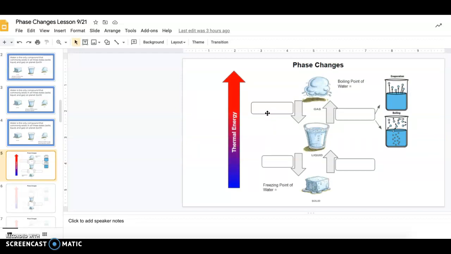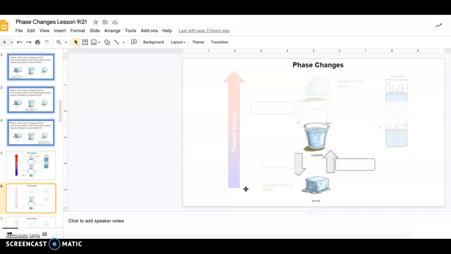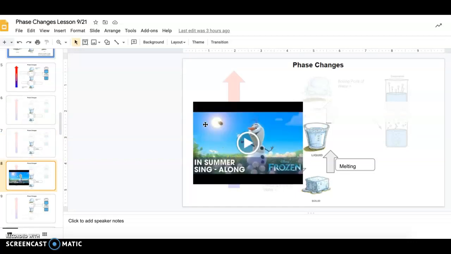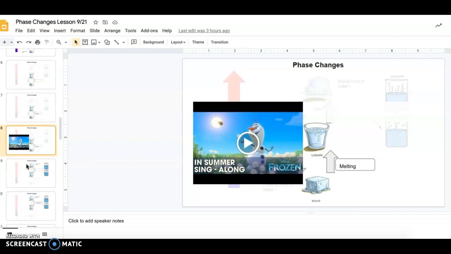All right, so we're going to take these notes. Here we go. We're going to start in the bottom right corner. When water goes from solid to liquid, we call this melting. If you've ever seen Frozen, there's a really cute video of Olaf talking about how he wants it to be summer, but he doesn't know that ice melts in the summer.